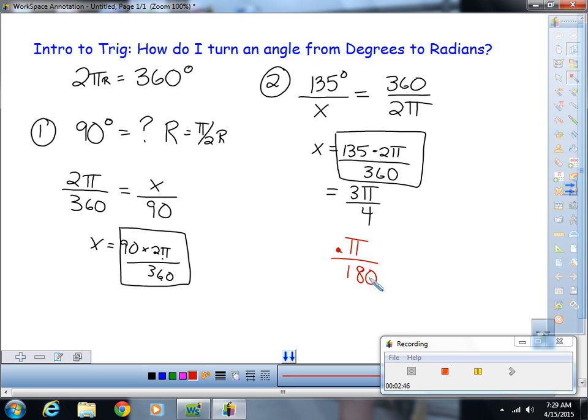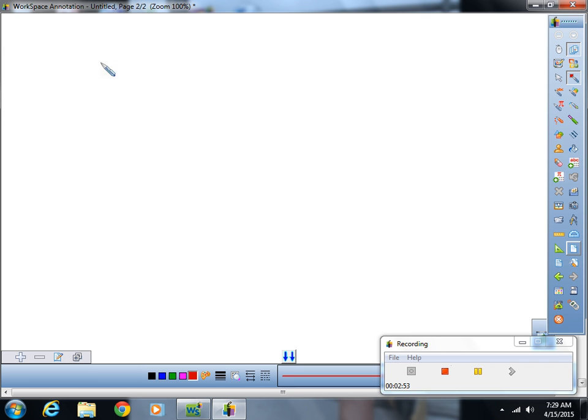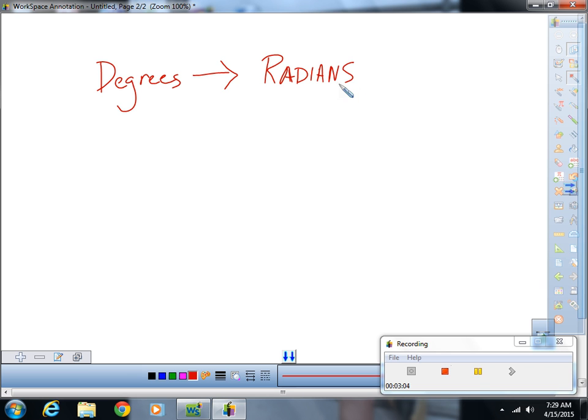When you're going from degrees to radians, you take your angle in degrees, you multiply it by pi, and you divide by 180. And then all you got to do from there is simplify your fraction. Boom.